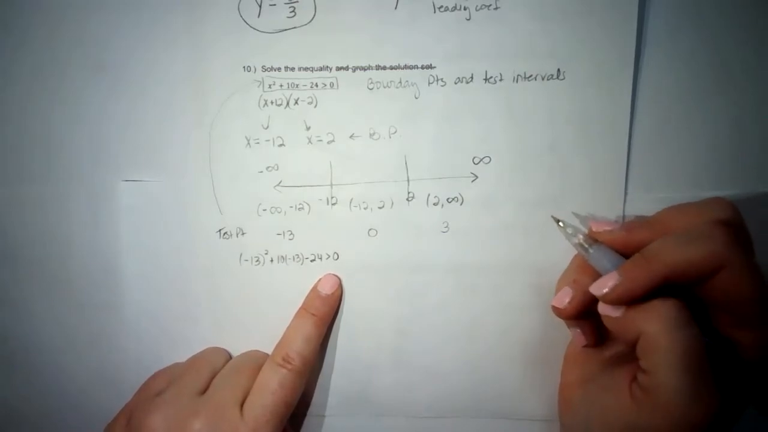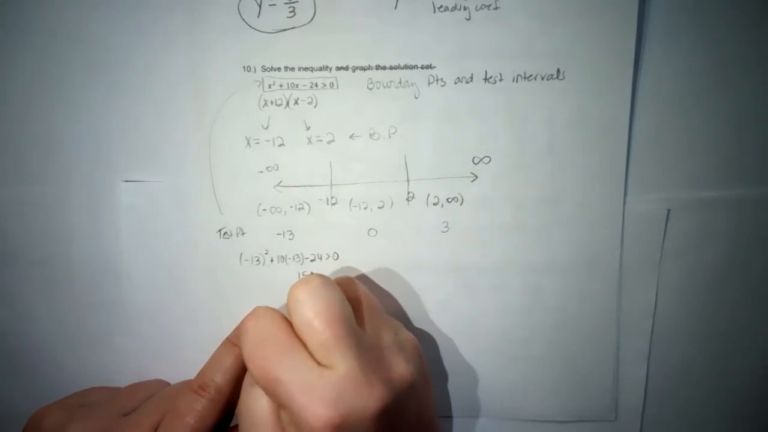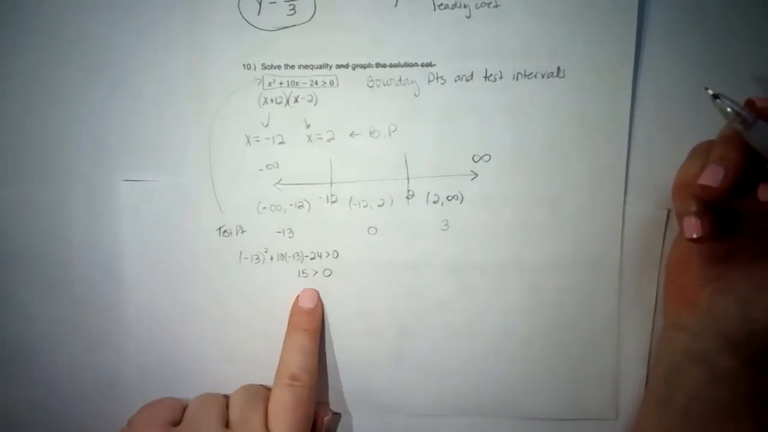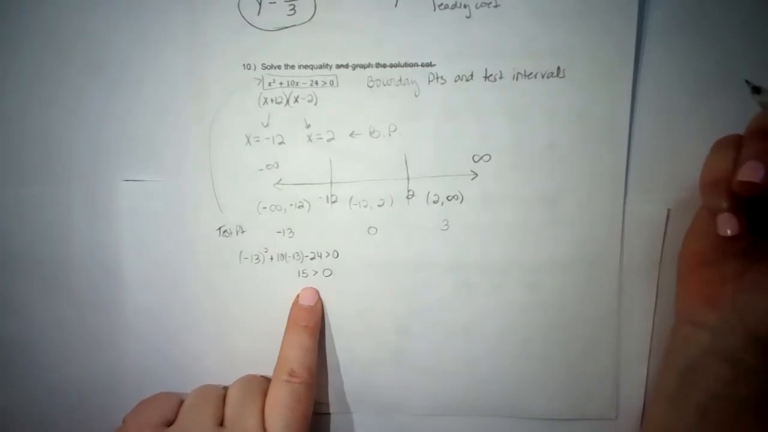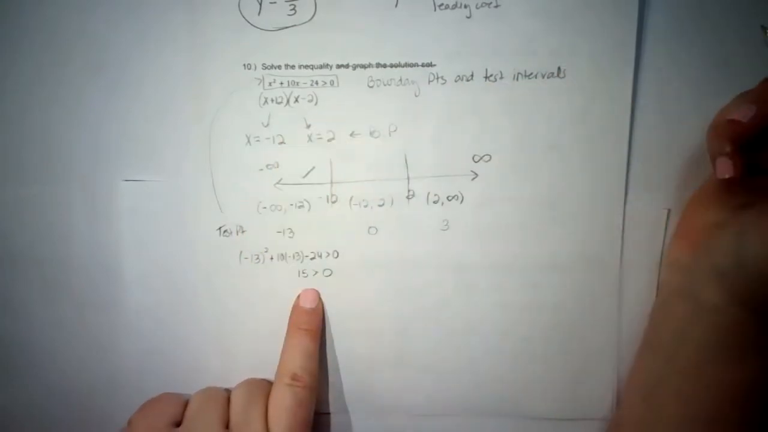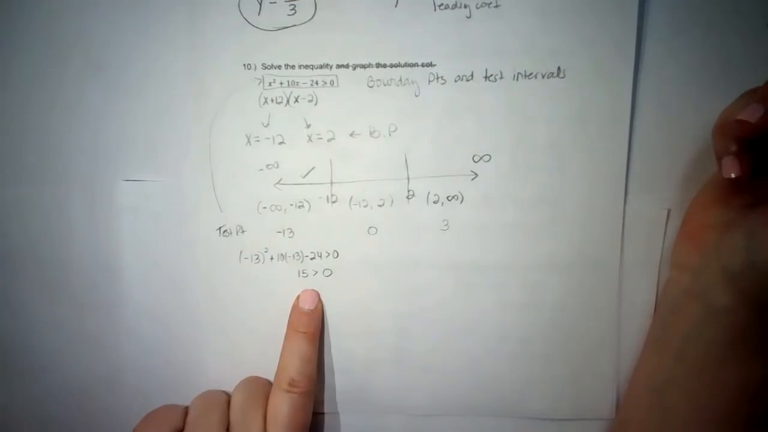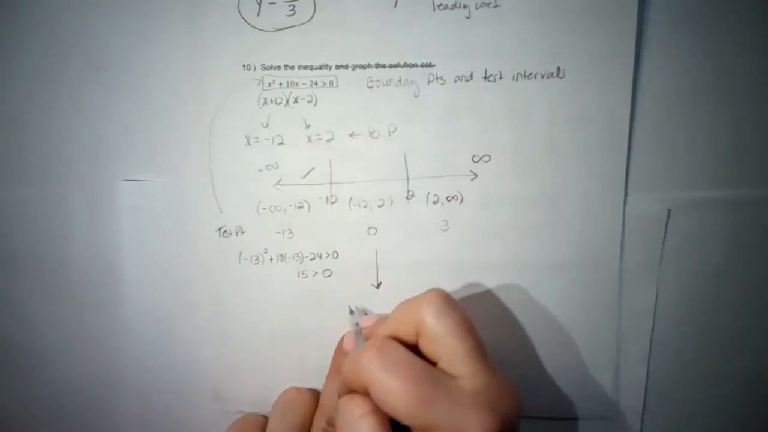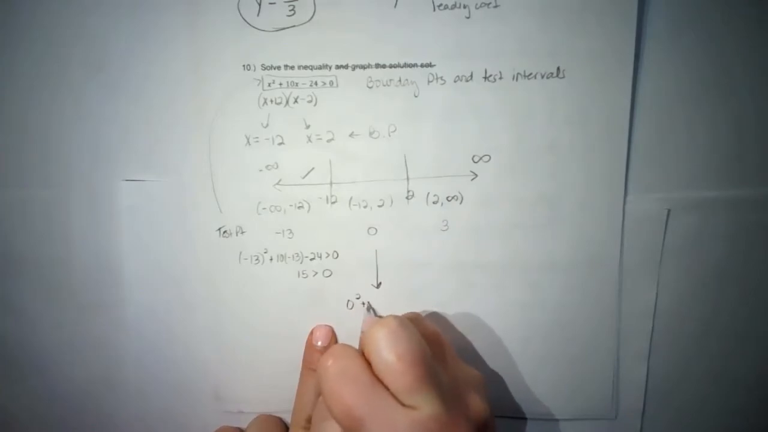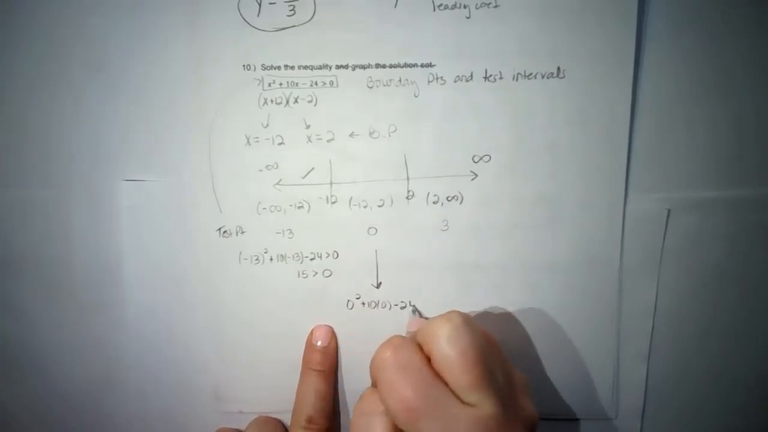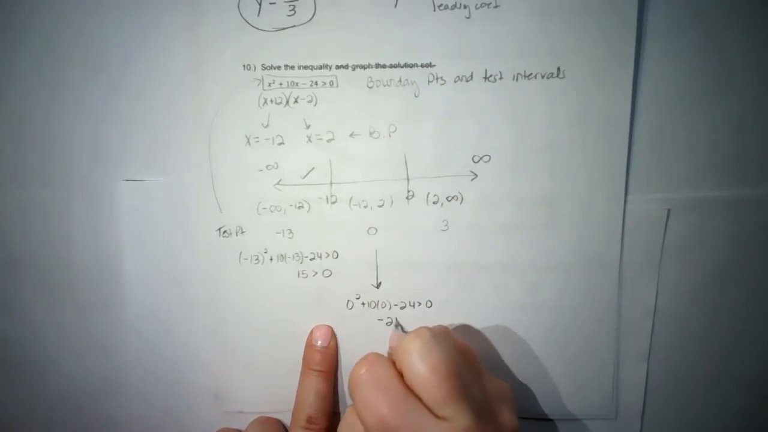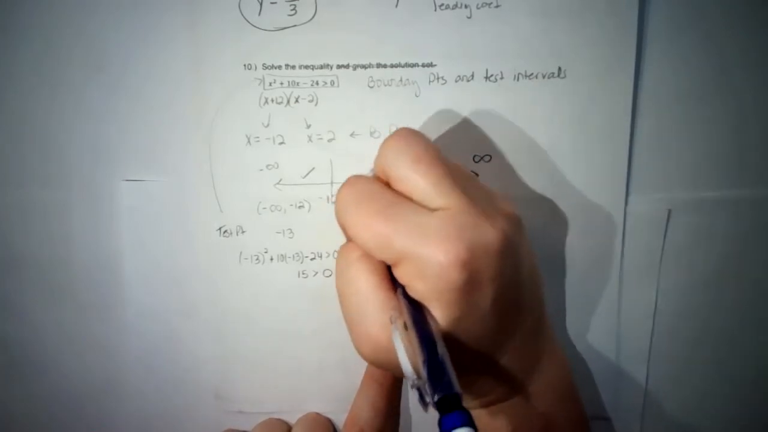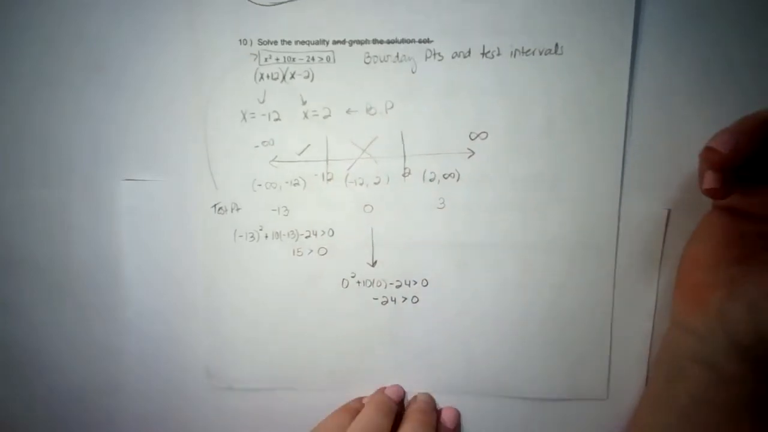All right, well, if I work through this, I came up with 15. I don't know if that's necessarily true or not, but anyway, I know it's greater than 0. Everybody see that? And 15 is greater than 0, which means this interval is correct. Everybody agree with that? Okay, let's try 0. Okay, I'm going to do 0 squared plus 10 times 0 minus 24. I got a -24. Is that greater than 0? No. So that interval is not true.